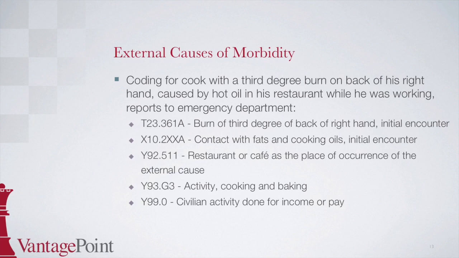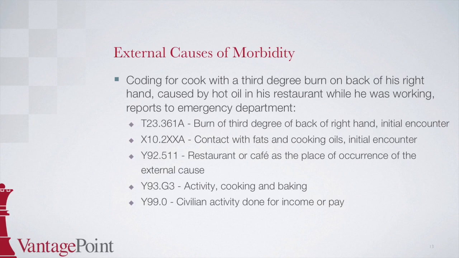The next code is for the external cause of the injury, which is X10.2XXA for contact with fats and cooking oils, initial encounter. Remember that the two seventh characters for injury and external cause of injury must always match, which in this case is A for initial encounter.